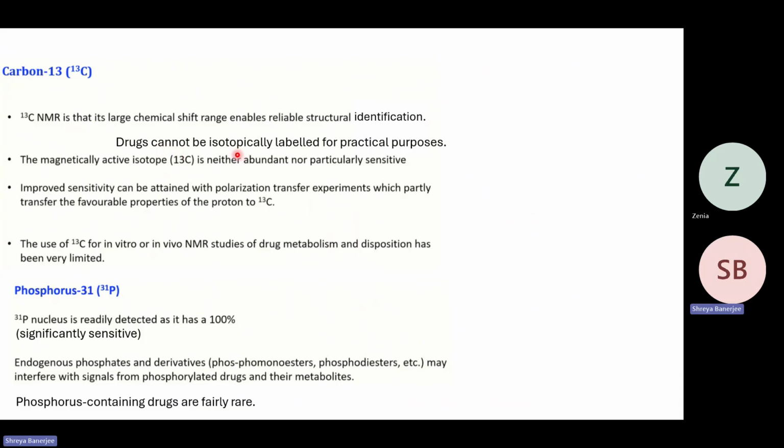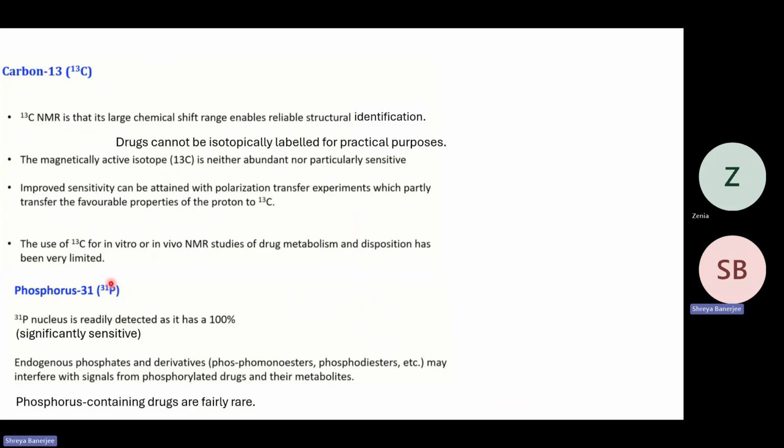And we know that the drugs cannot be isotopically labeled for practical purposes. So it is not like we can add more 13C. Its abundance is low and hence sensitivity is low. Partially, the sensitivity can be improved with polarization transfer experiments. We have seen this, but the use is still very limited because of its very low abundance.